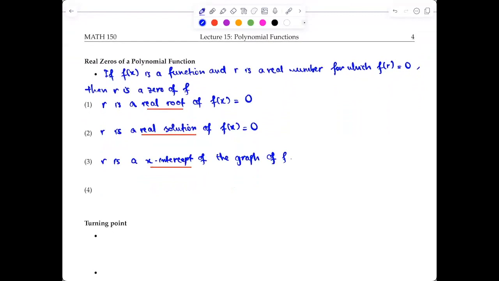And the next one, we didn't cover that in linear or quadratic functions, but we did talk about this when we talked about the zero of the function: x minus r is a factor of f of x.